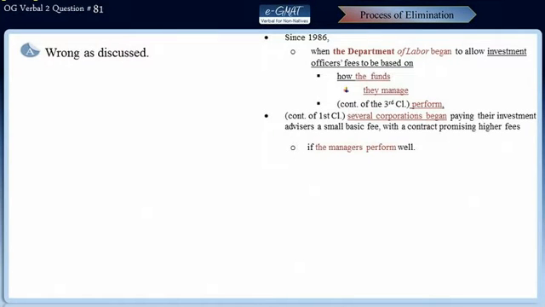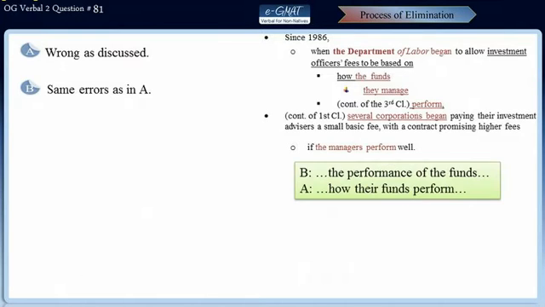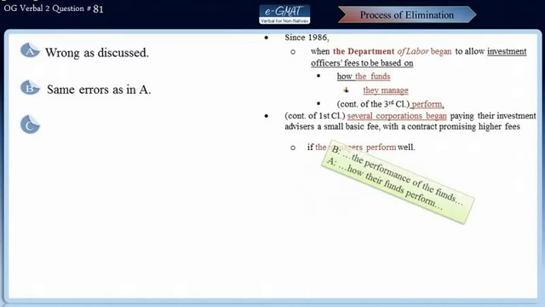Well, choice A is wrong as we discussed just now. Choice B is also incorrect because it has the same errors as in choice A. However, notice that this choice uses the phrase the performance of the funds instead of how their funds perform, which is more concise. Well, let's take a look at choice C now.